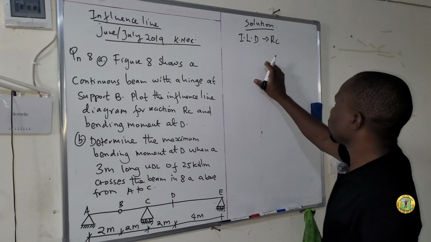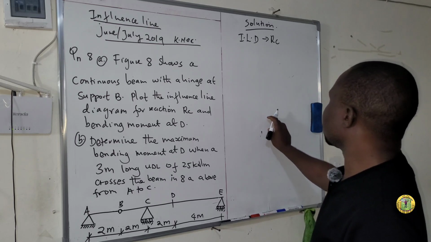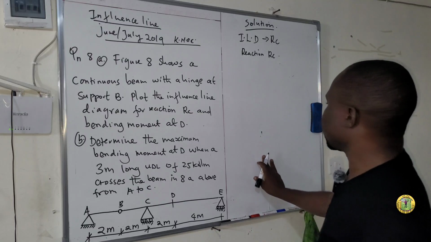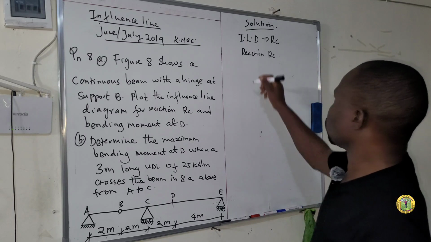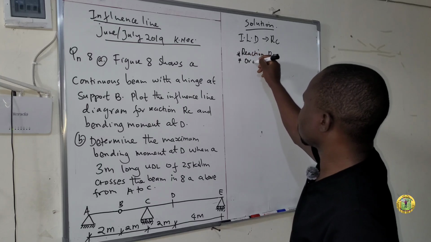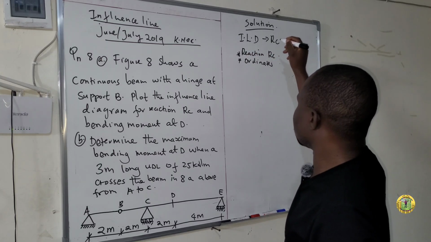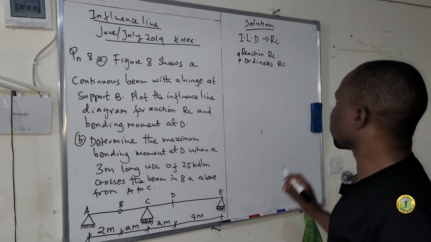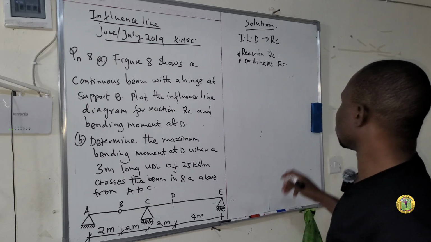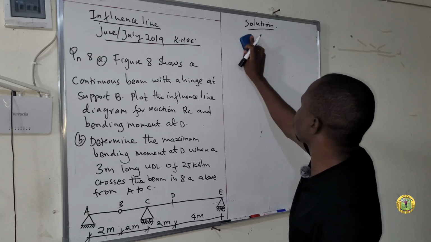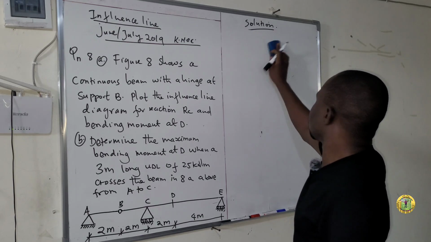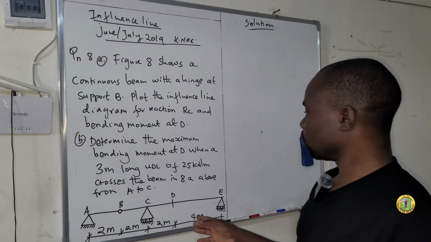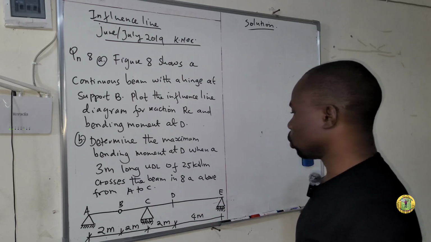For us to draw the influence line diagram for RC, we are supposed first to determine reaction RC, and then after determining reaction RC, we will calculate the ordinates for RC. Then after calculating the ordinates, we'll be able to draw the influence line diagram. So let's see how we'll calculate the reaction RC. To determine reactions for this beam, we will first divide this beam into 2.